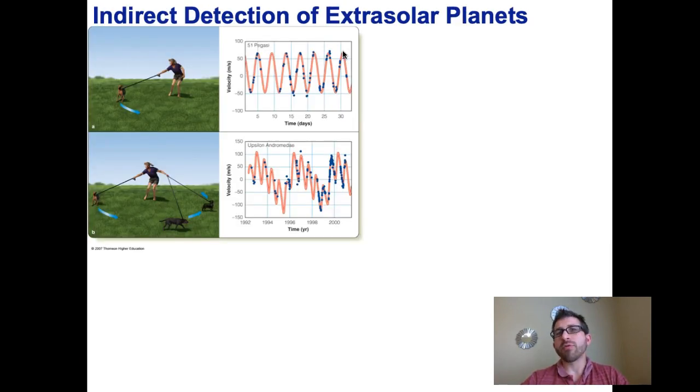Some extrasolar planets can be observed indirectly. And by indirectly, we mean we don't actually take an image of the planet itself, but we can see its effect. We can see its gravitational effect on its parent star. And so this is kind of like a dog or dogs that are kind of walking their owner. So the question is, who's walking who, right?